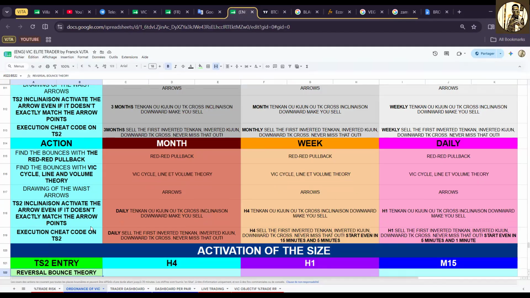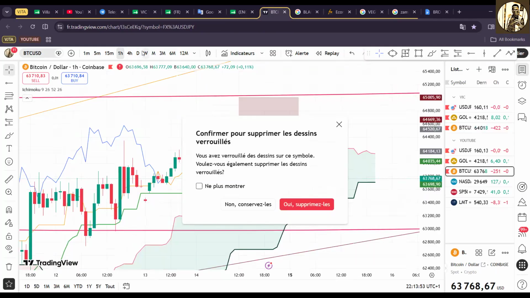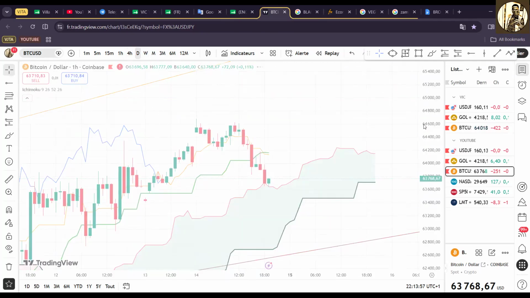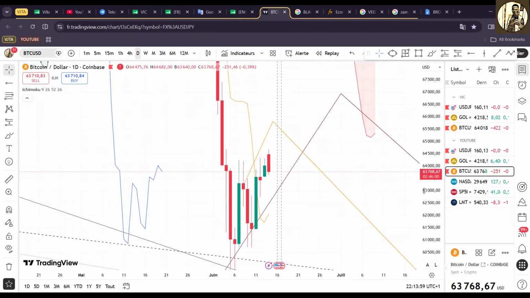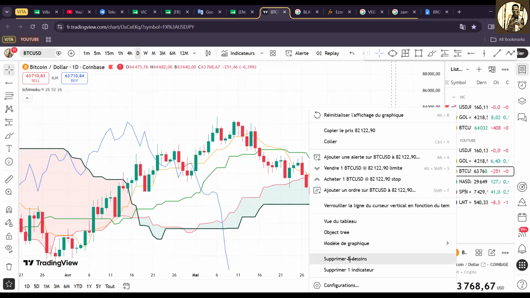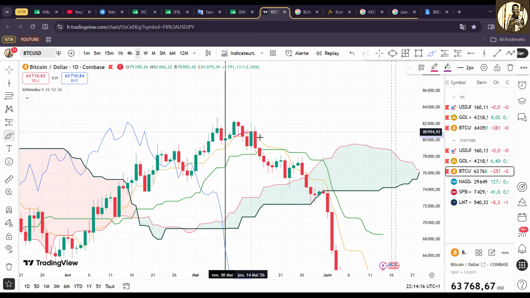So now, how to activate the size theory? To activate the size theory, what you need to understand is, let us take, for example, the daily case that we had here. There are elements that activate the size theory. Let us take, for example, this level, when the price started bending to the downside at this level, right? Okay.